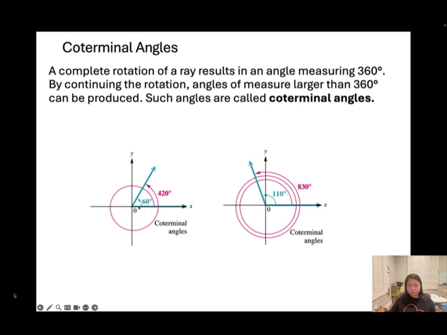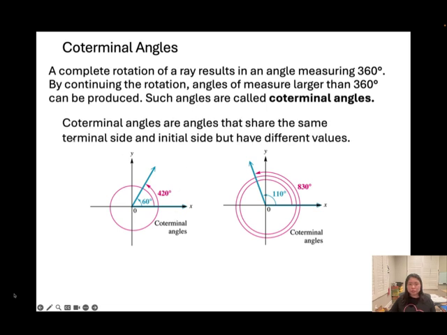I do have the first angle. This is my initial side. Go counterclockwise, hitting the terminal side. And this is 60 degrees, right? Okay, look at the red line. I do have the same initial side, and then I go for one circle, 360, and then I'm going to add 60 again. That will be 420. Okay, and we call 60 and 420 the coterminal angles.